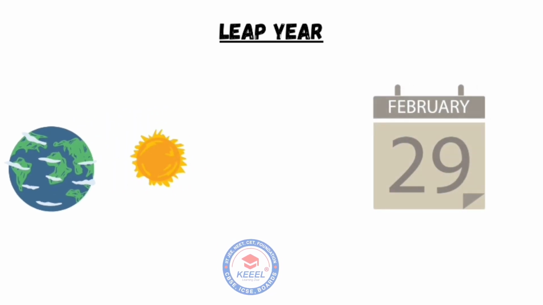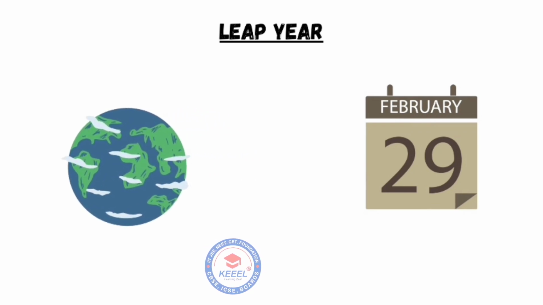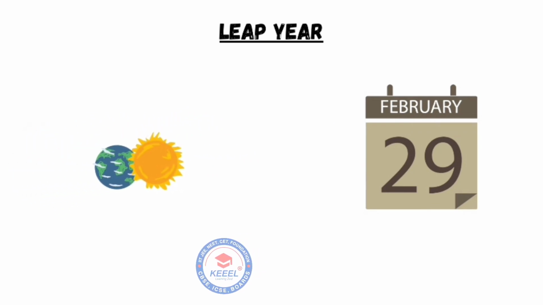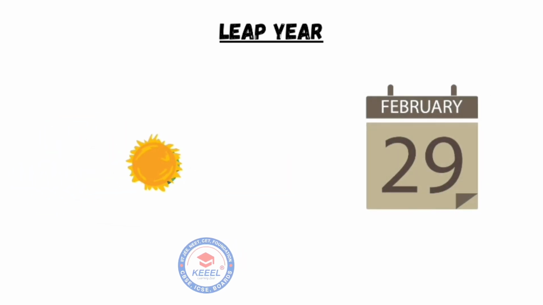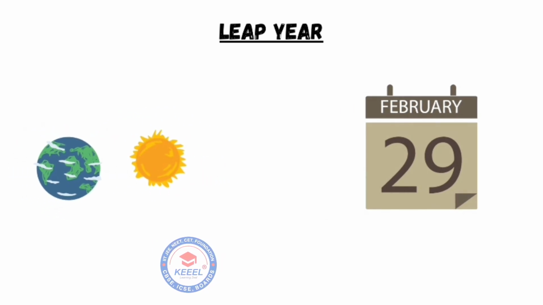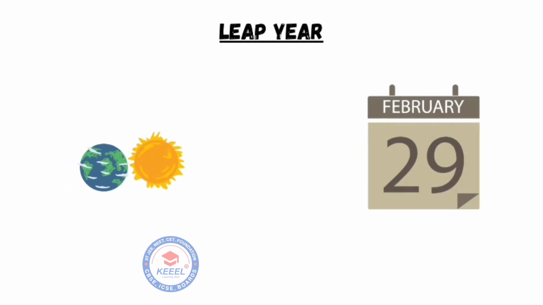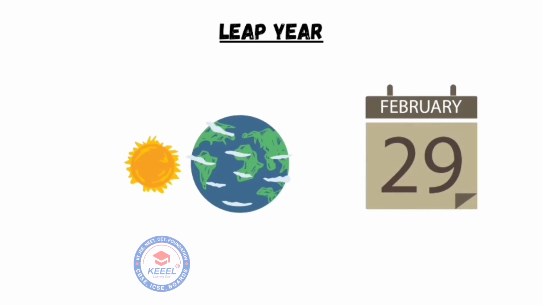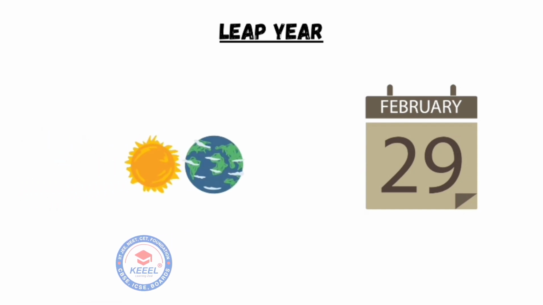Leap year. Here's an interesting fact. The Earth takes 365 days and 6 hours to go around the sun, but we count only 365 days in a year. So what happens to the extra 6 hours? Every 4 years, those extra hours add up to 24 hours, making 1 day. That's why every 4 years, February has 29 days instead of 28. That year is called a leap year, and it has 366 days.